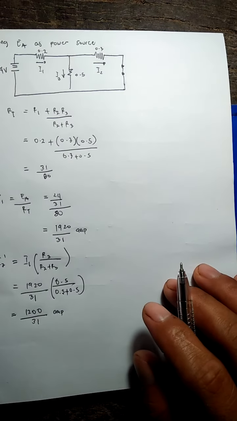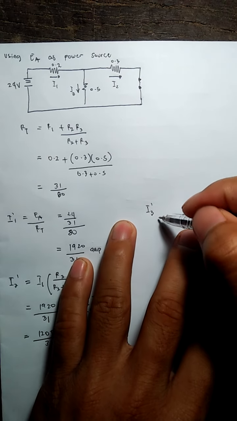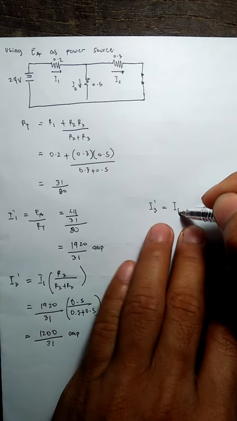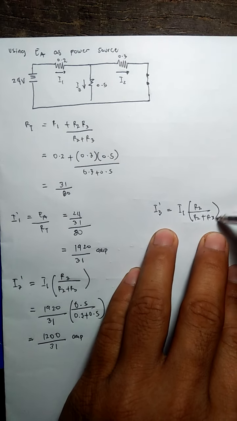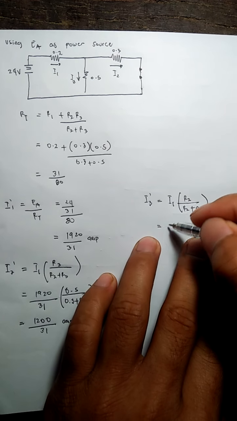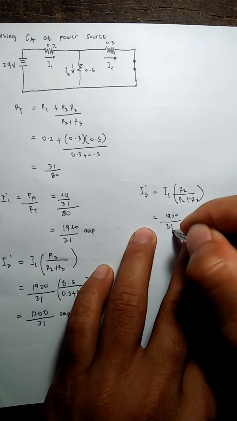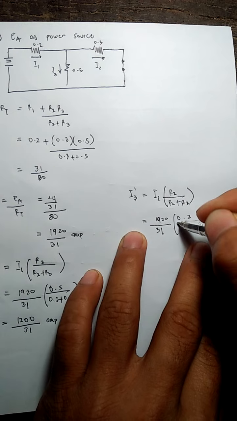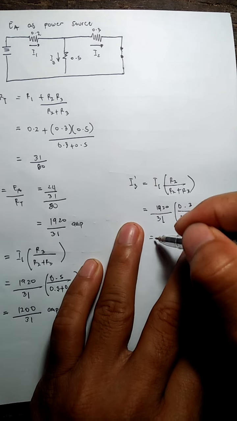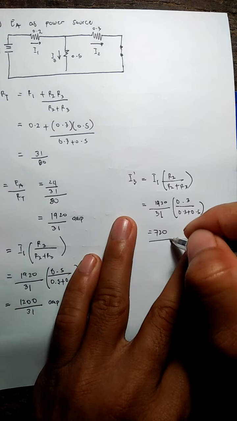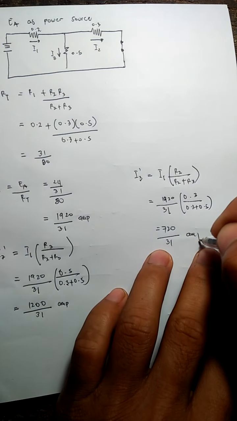Next thing is I3. For partial I3, I1 times R2 over R2 plus R3. Substitute, it will have 1920 over 31 times 0.3 over 0.3 plus 0.5. It will have 720 over 31 ampere.